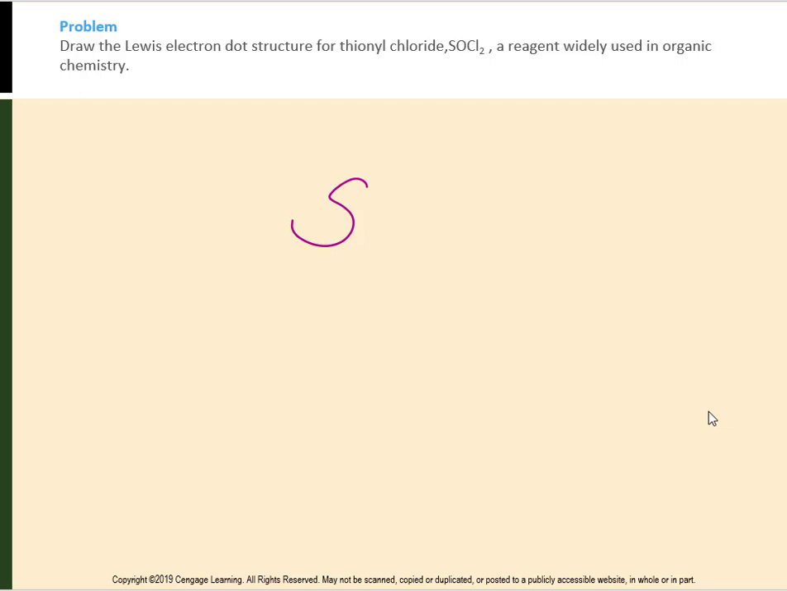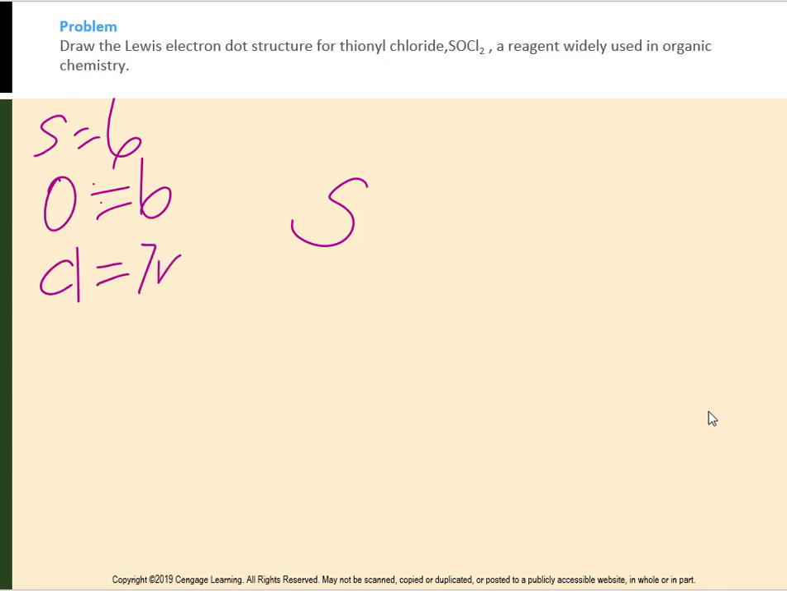So let's look at valence electrons. Sulfur has 6 valence electrons. Oxygen also has 6 valence electrons. And there's chlorine, which has 7, and then there's times 2. So if we add all of that up, 14 plus 12 should be 26 valence electrons. And then I've got my sulfur as my central atom, and there's an oxygen, and there's 2 chlorines.